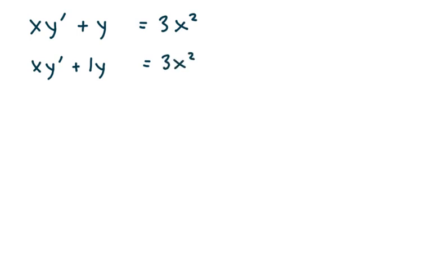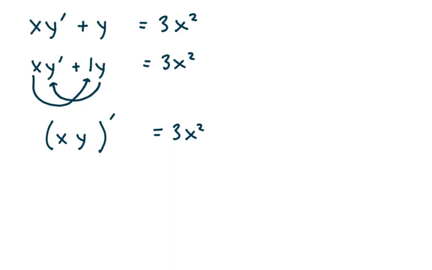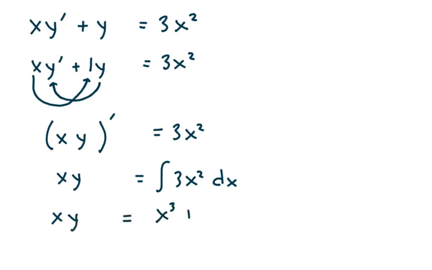And I want you to notice something. Notice how the derivative of y is y prime, and the derivative of x is equal to 1. Again, I'm talking with respect to x, right? So I could write this as the derivative of x times y, and I'm going to set that equal to 3x squared. So x y is the integral of 3x squared dx. And so x y is x cubed plus c.